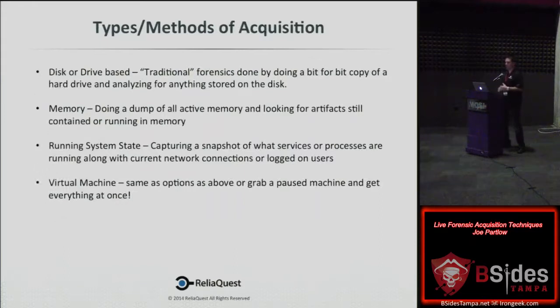So just kind of recapping, what are the different types of methods of acquisition that we can do? You've got your traditional disk or drive based. That's kind of where it all started, and it goes back decades really, and that's doing a bit-for-bit copy of the hard drive. Anything that's on the hard drive, you're going to take an image of it, bring it back to your lab, and mount it read-only, or if it's a VM image, maybe you're going to try to mount it that way and look at it.